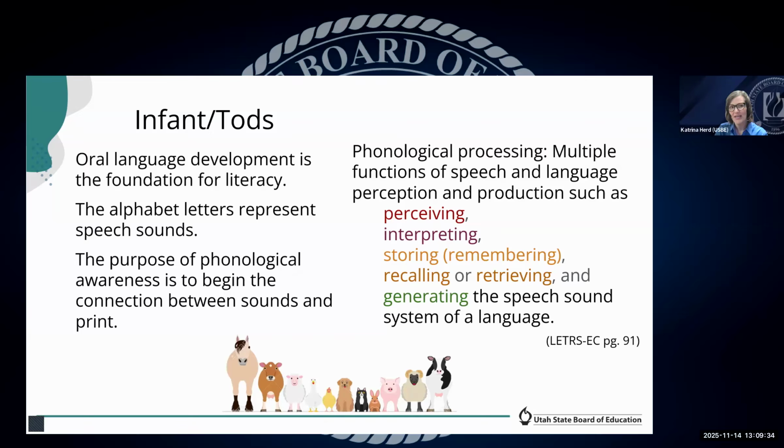And that's all happening in your infants and tots. So next time somebody says, oh, you get to play with babies all day, you can be like, no, I engineer synapses all day.